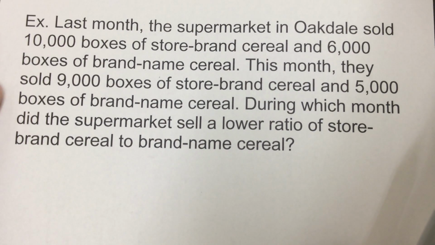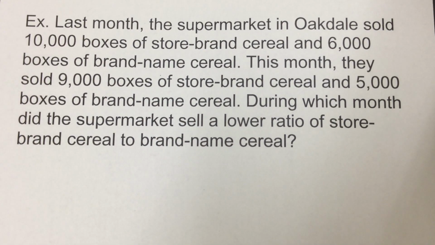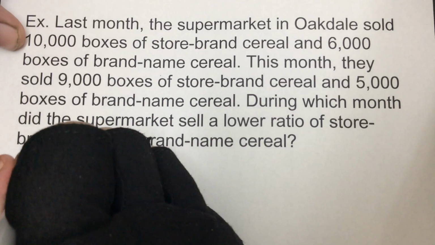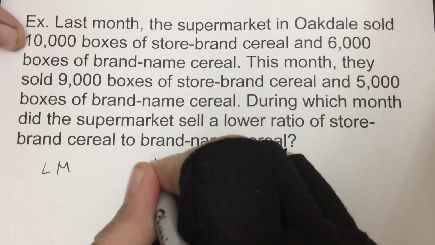And lastly here, last month the supermarket in Oakdale sold 10,000 boxes of store brand cereal and 6,000 boxes of brand name cereal. This month they sold 9,000 boxes of store brand cereal and 5,000 boxes of brand name cereal. During which month did the supermarket sell a lower ratio of store brand cereal to brand name cereal? So again, we're looking for the lower one. So we're looking at last month. So I'm going to go LM and then this month TM.